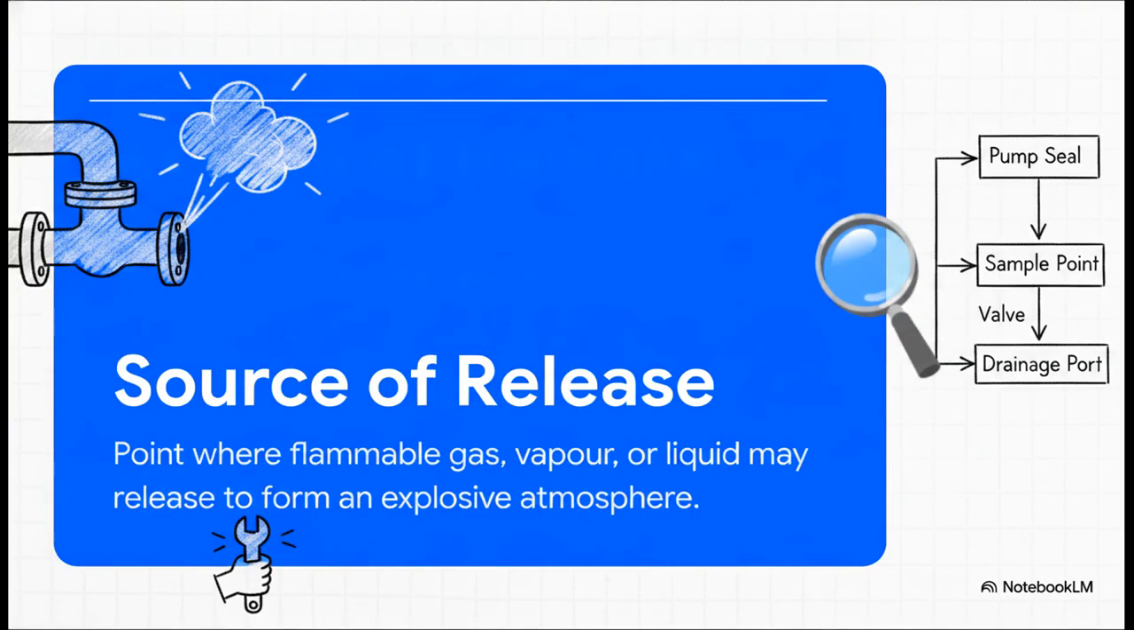And here is the official definition, straight from international standards, like IEC 60079-10. A source of release is basically any point or location from which a flammable gas, vapor, or liquid might escape into the atmosphere in a way that an explosive gas atmosphere could actually form. So, practically speaking, this means systematically tracing through your piping and instrumentation diagrams and looking for every single potential escape route. We're talking everything from pump seals all the way down to tiny sample points or drainage valves.